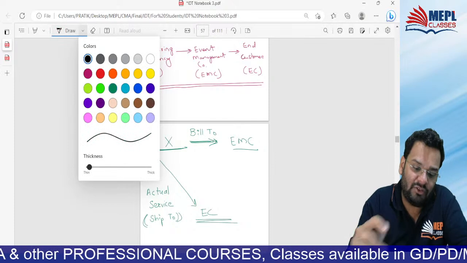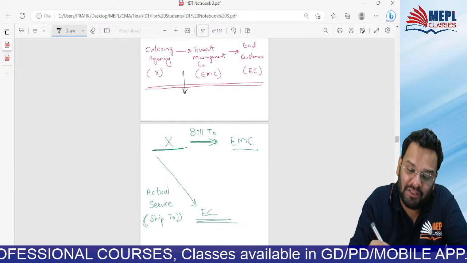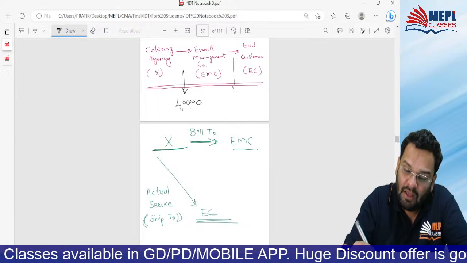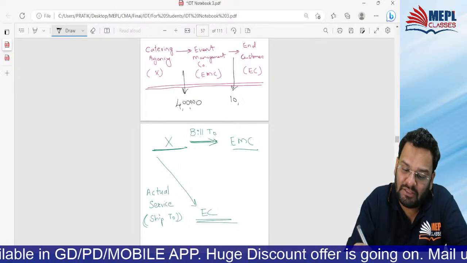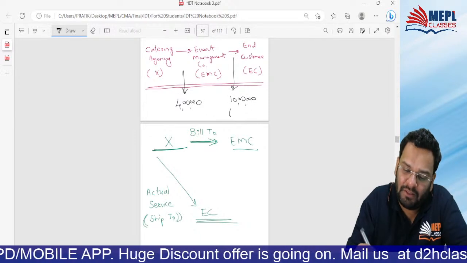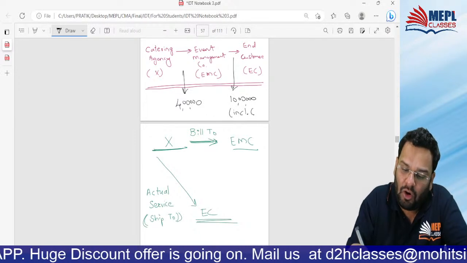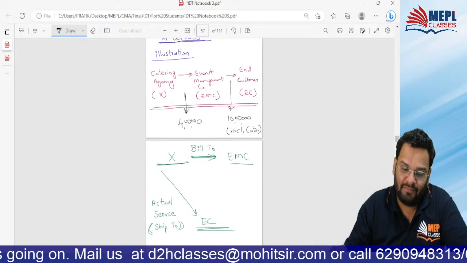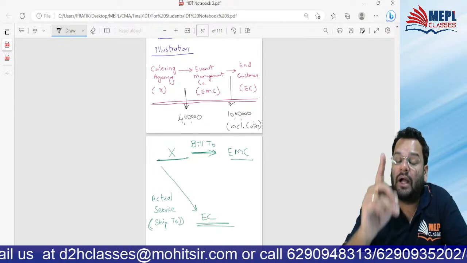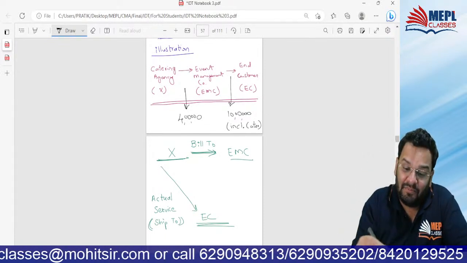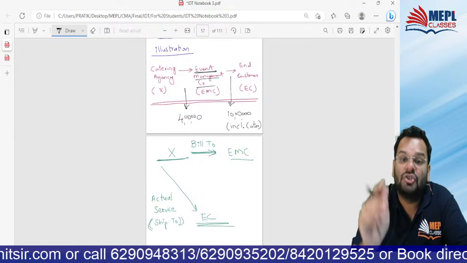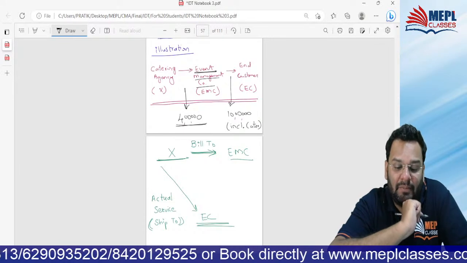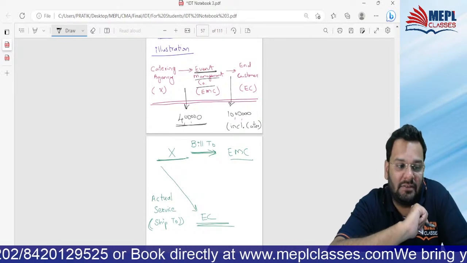Why so? Because the catering company is charging the event management company 4 lakh rupees. The event management company is charging the end customer 10 lakh rupees, including for catering. Getting it? So guys, the event management company should get ITC of this 4 lakhs. Do you agree?